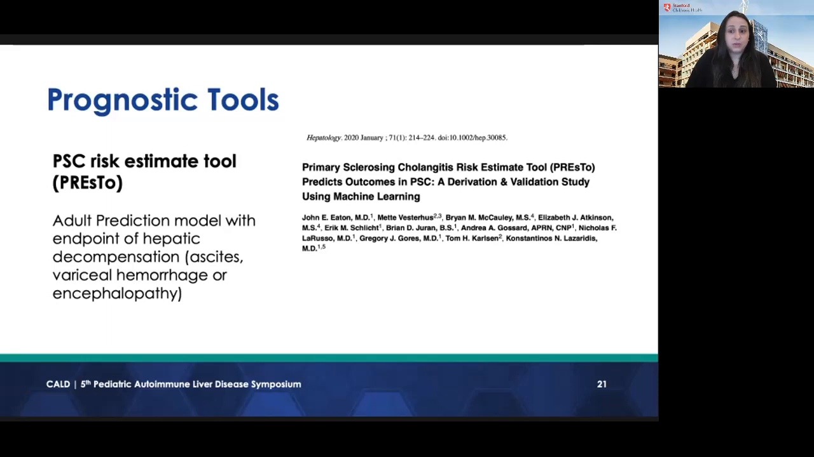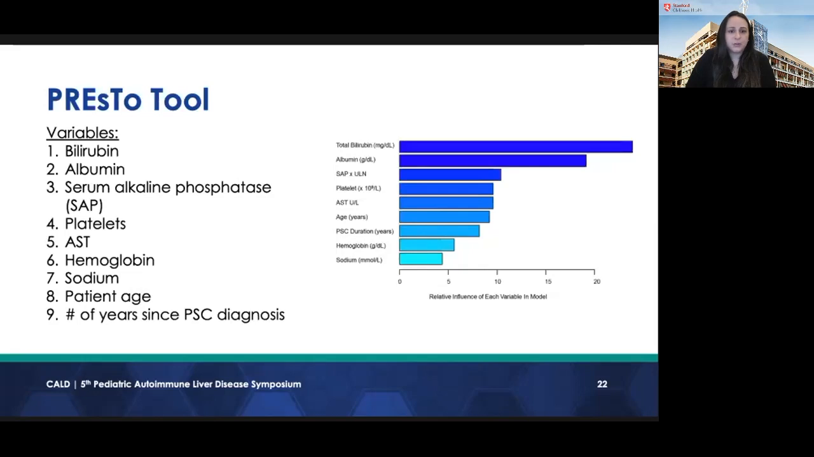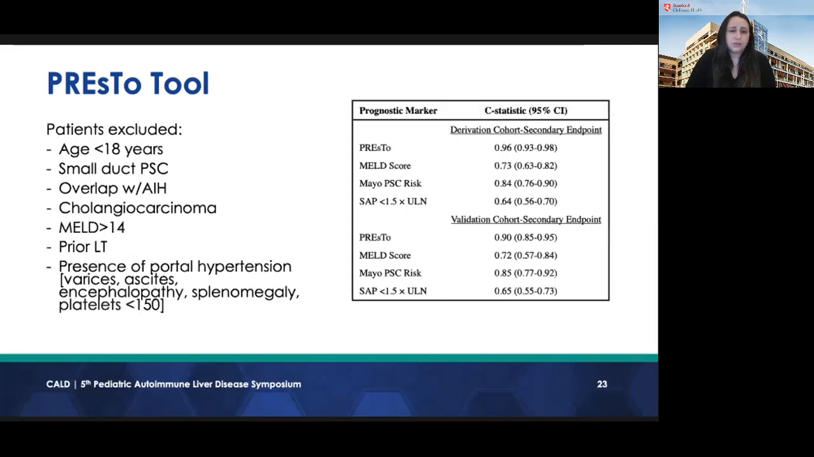This is called the PRESS2 prediction model with an endpoint of hepatic decompensation. This includes 9 variables, with really total bilirubin and albumin taking the most weight into the equation. This included patients with cholangiographic evidence of PSC, but what was not included is pediatric patients, so age less than 18, those with small duct or overlap, cholangiocarcinoma, or the sicker end-stage liver disease patient. The rationale for this approach was that this tool would be applied in the context of clinical trials, with sicker patients not being eligible. The PRESS2 accurately predicted hepatic decompensation in PSC and performed well when compared to the MELD and Mayo PSC risk score.